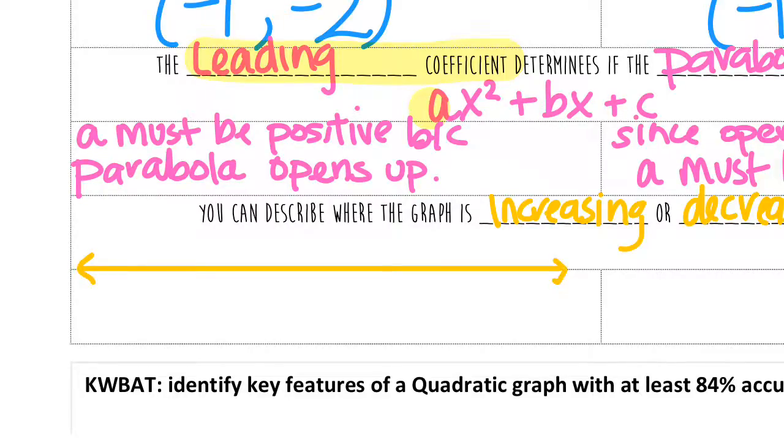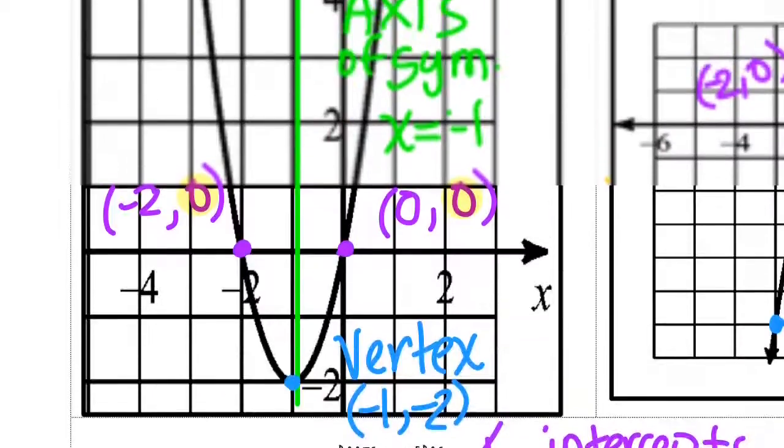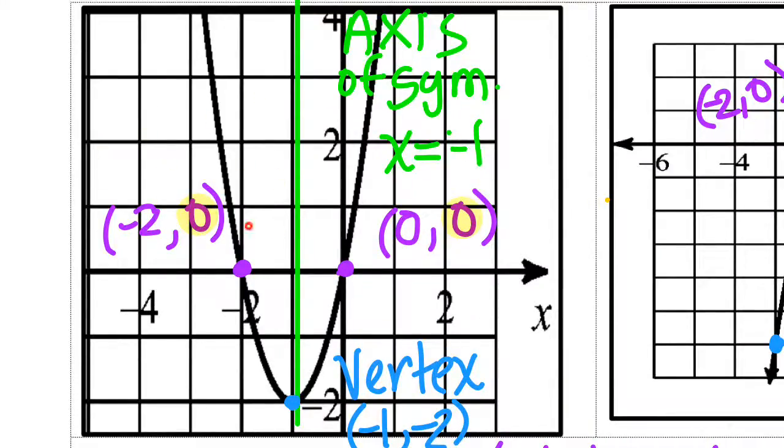Okay, I know the part of my graph where it changed was at -1. So I know on the left side something was happening, and on the right side something different was happening. So if we slide back up to our graph pretty quickly, on the left-hand side of the axis of symmetry, our graph is decreasing. But on the right-hand side, our graph is increasing.